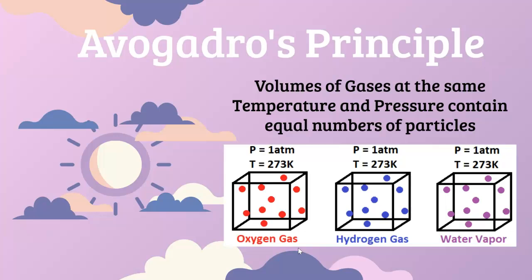Avogadro's principle applies to the ideal gas law, and basically what Avogadro's principle states is that volumes of gases at the same temperature and pressure are going to contain equal numbers of particles. So if we look at the oxygen gas versus the hydrogen gas versus the water vapor, they're all at 1 atm and 273 K. And if we look at the number of dots, they have the same number of dots, representing that there's the same number of particles in each of these boxes.